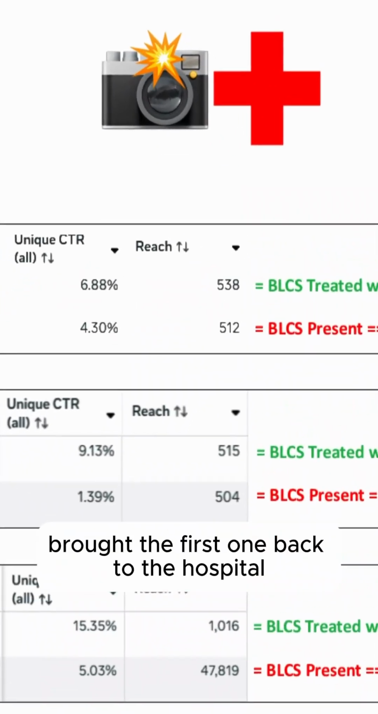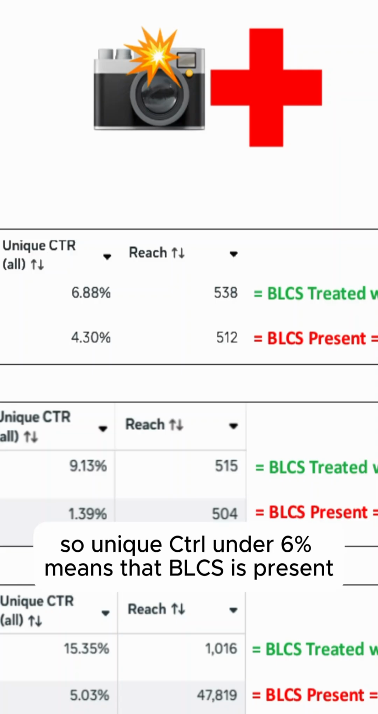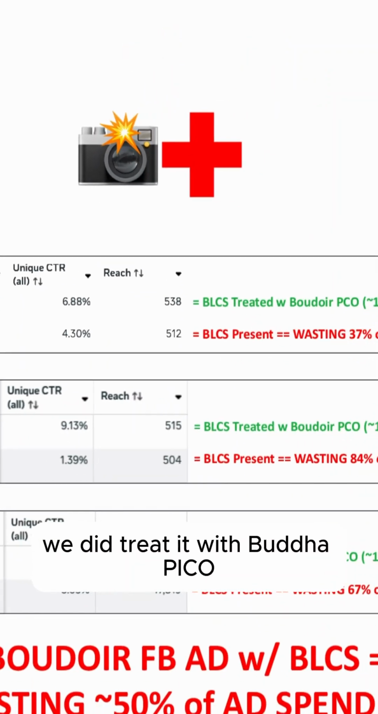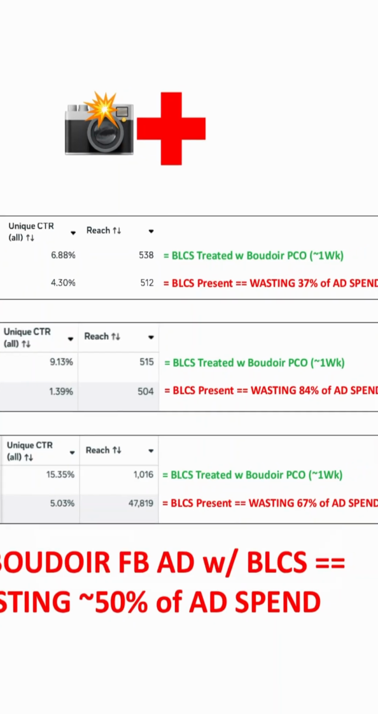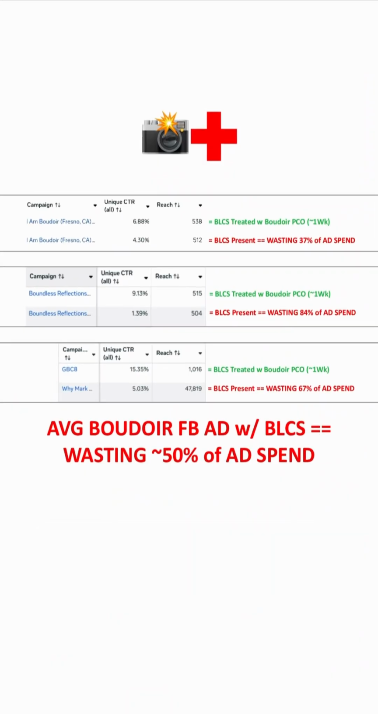Brought the first one back to the hospital, tested it, found out its unique CTR is 4.3%. So unique CTR under 6% means that BLCS is present, Boudoir low click syndrome. But we've got the treatment for it. We treated it with Boudoir Pico. It takes about a week. And we got the unique CTR up to 6.88%.